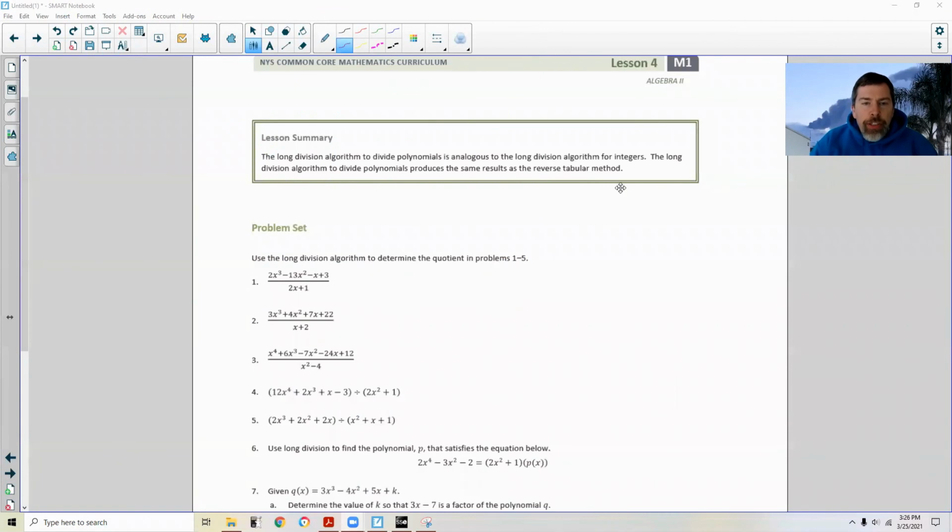Okay, page 5 brings us to the end of lesson 4. Review the lesson summary and go to your problem set.